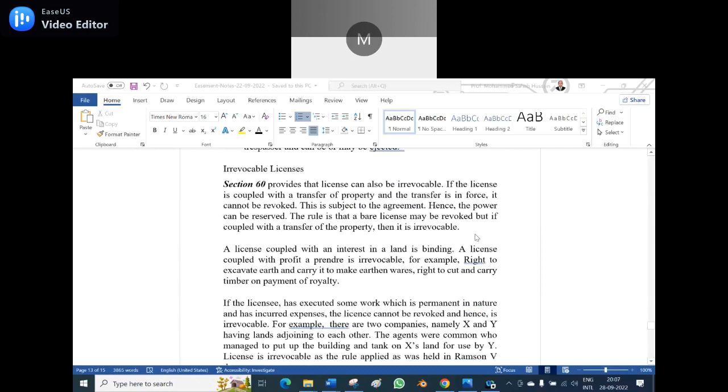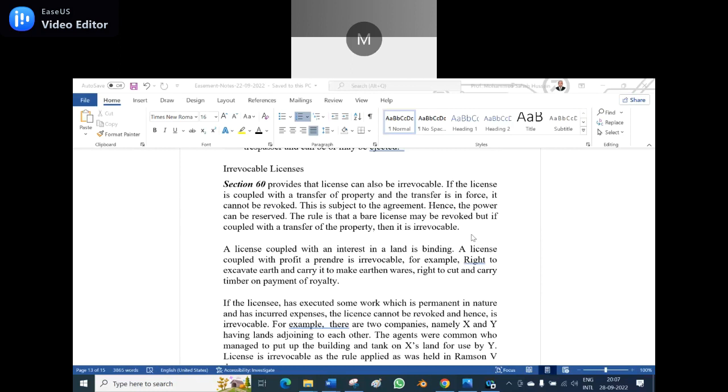Now let us see one example. A license coupled with an interest in the land is binding. A license coupled with a profit a prendre is irrevocable. Suppose the profit a prendre is there, and he is going to get the benefit, it cannot be revoked. It cannot be revoked, which means it is irrevocable.